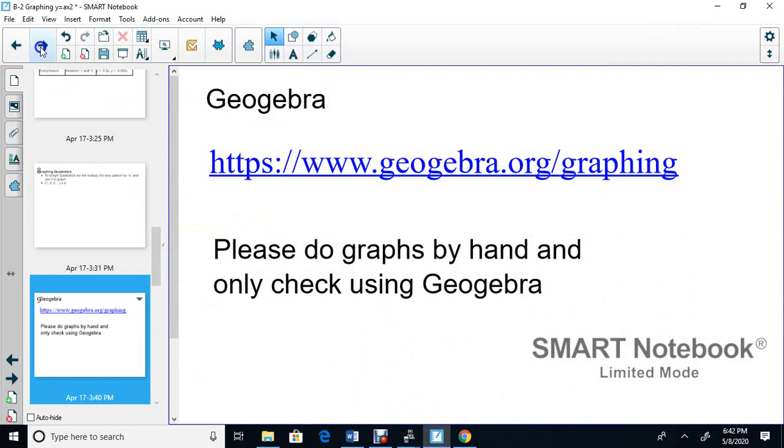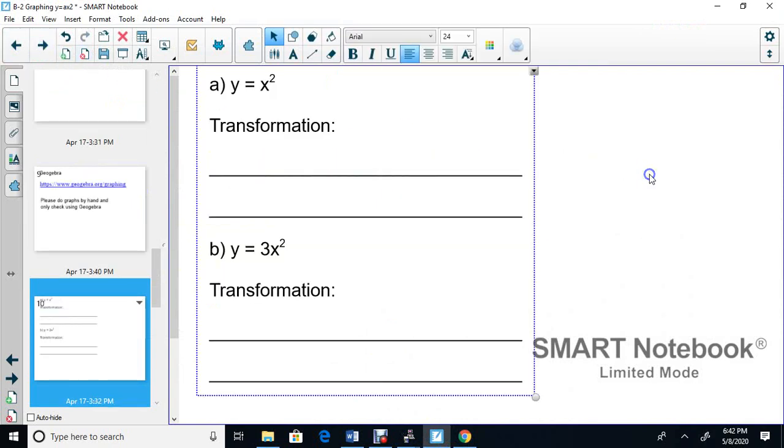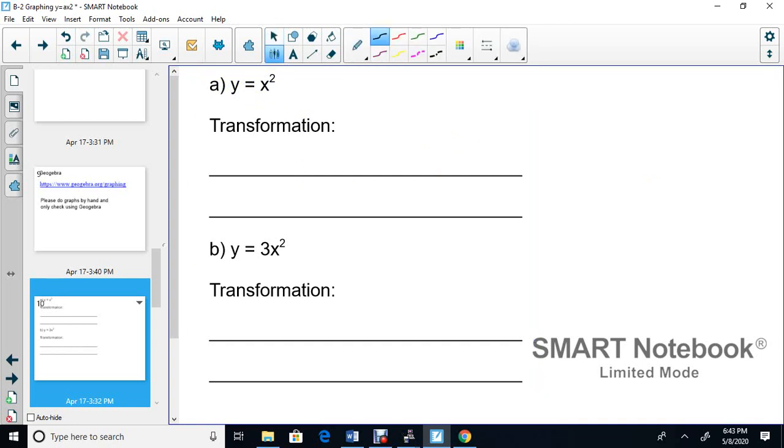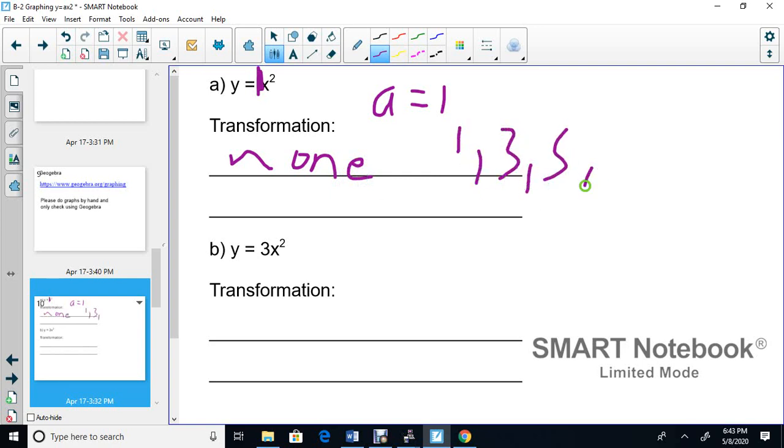So let's start with the first one. Okay, transformation. The very first one, you look in front of the x squared. So you've got y equals x squared, you look in front, a is 1. If there's nothing in the front, that means a is 1. So we're just going to write a equals 1. There's no transformation for this one. Our step pattern is 1, 3, 5, 7.